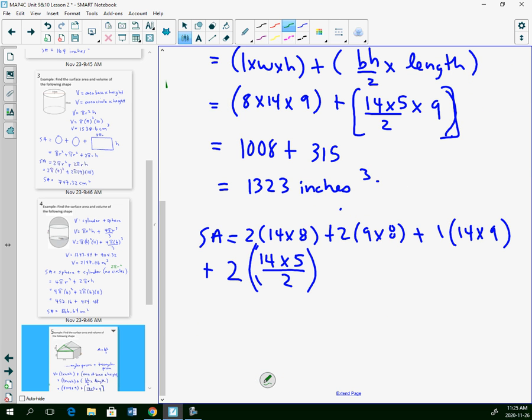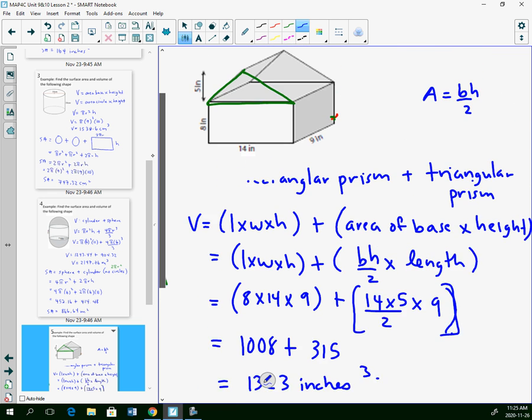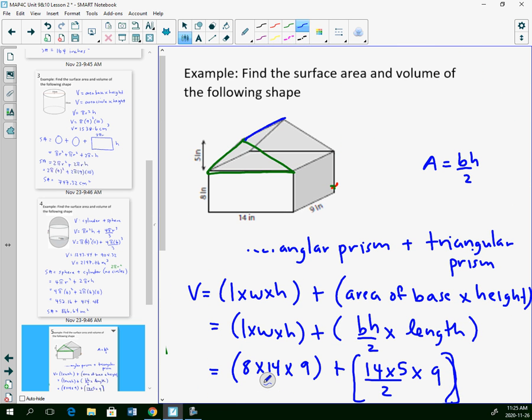So these are the triangles. And then we have this side of the roof, and we have 2 of them, right? One on each side. So we have 2 triangles on the ends and 2 triangles on the side. Now, the problem with that is we know this is 9, but we don't know this because this is part of this triangle. So we know the base of the triangle is 14 and we know the height is 5, but we don't know the slant.